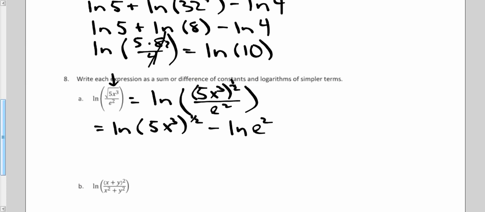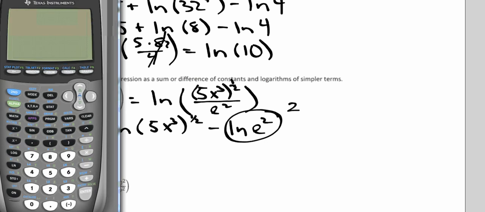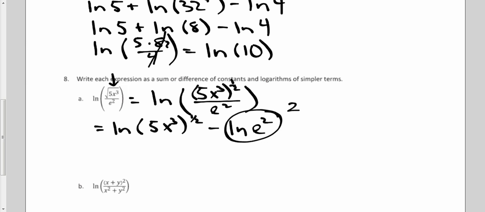Now this guy right here, that is asking e to what power gets me e squared. So we should be able to figure that out without even thinking about it. That should be 2. This guy is 2. Okay? If you don't believe me, let's do natural log of e squared. And finish my parentheses and hit enter. And lo and behold, I get 2. Look at that.